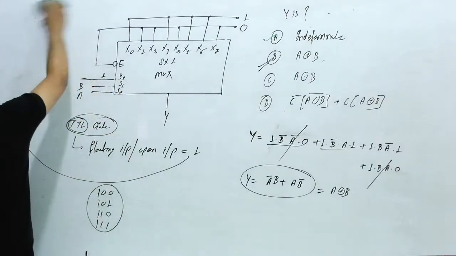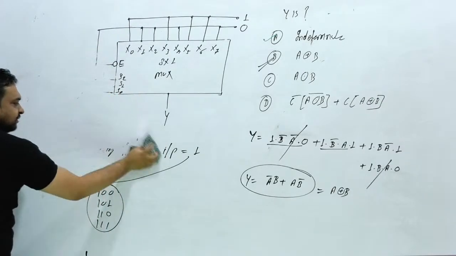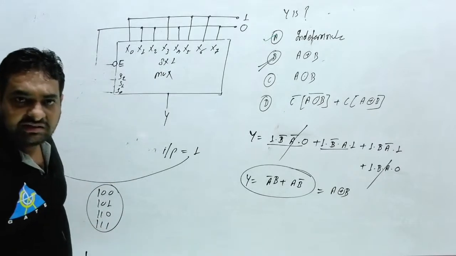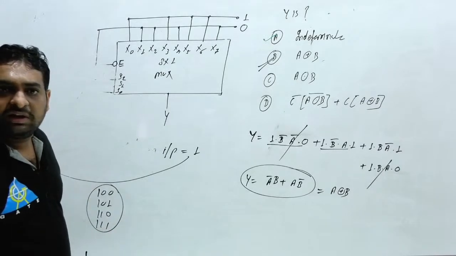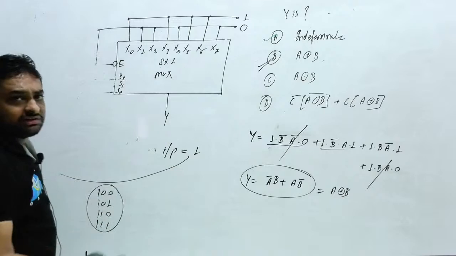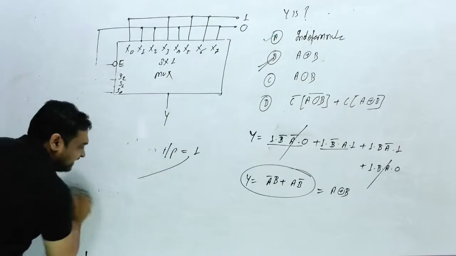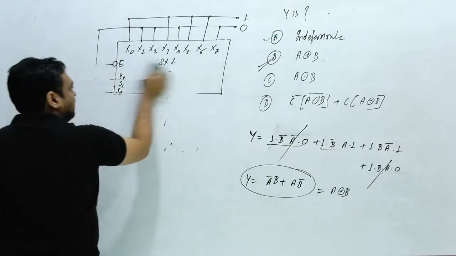So now I have considered 2 very basic questions. The first question is from the property of XOR and XNOR, and the second is from the floating input concept. Multiplexer solutions are very easy. You just have to write the output function.